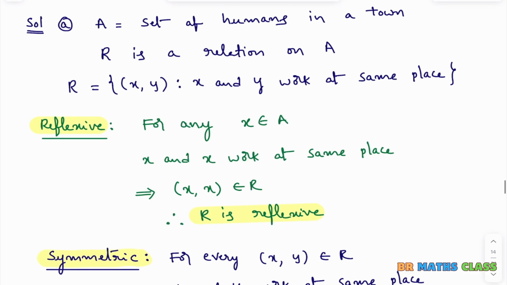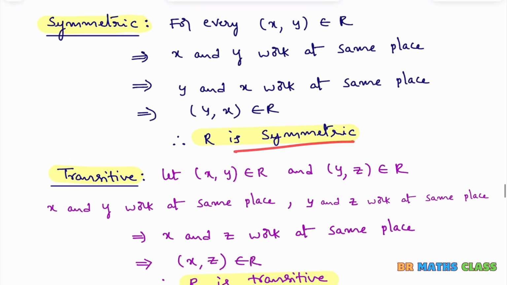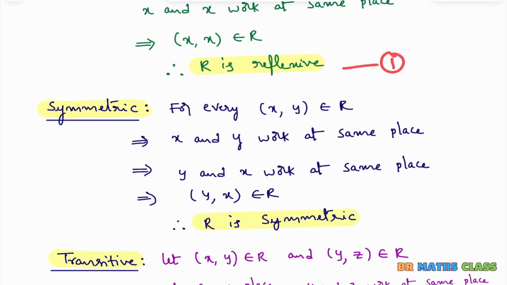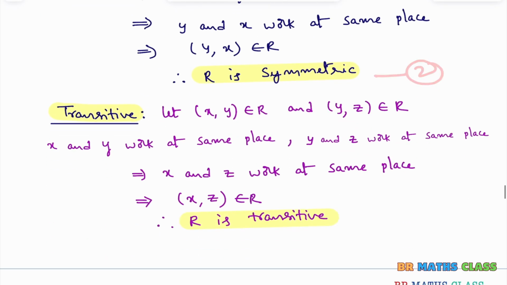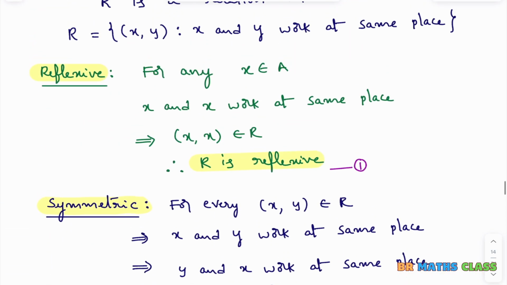So, if you observe this relation, x and y work at the same place, this relation is reflexive, this relation is symmetric, this relation is transitive. What I'll do, this reflexive I'll take as 1, this symmetric as 2, this transitive as 3. From 1, 2, 3, we can say that the given relation R is an equivalence relation. What is an equivalence relation? If a relation is reflexive, symmetric, and transitive, then we say that relation is an equivalence relation. I hope you understand the solution of this A bit.